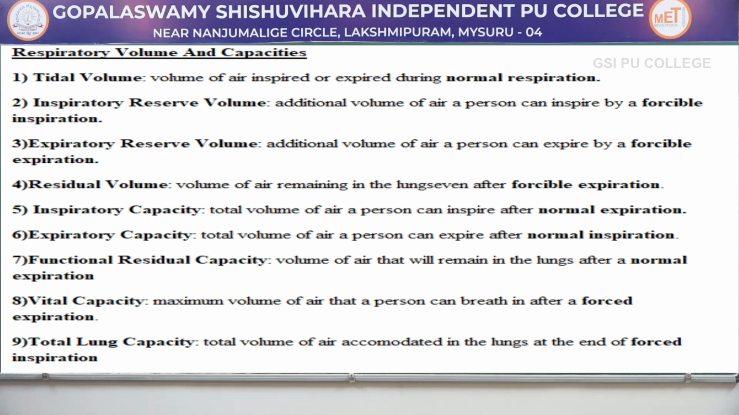Next one is expiratory reserve volume. So it is additional volume of air a person can expire by forcible expiration. So here, the amount of air we send out of the body during forcible expiration is called expiratory reserve volume.